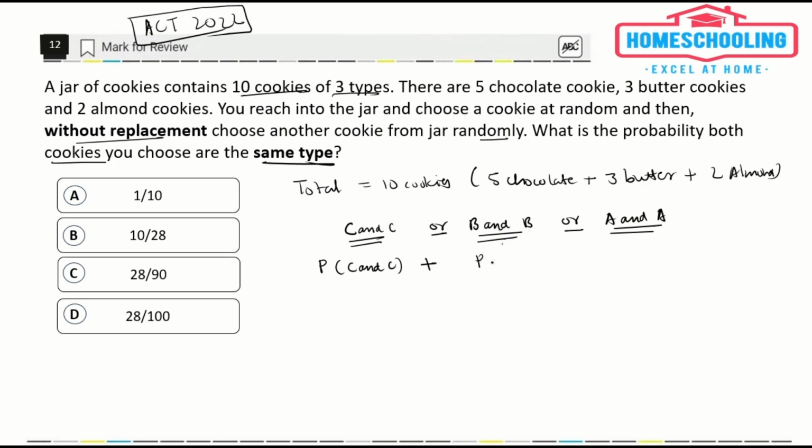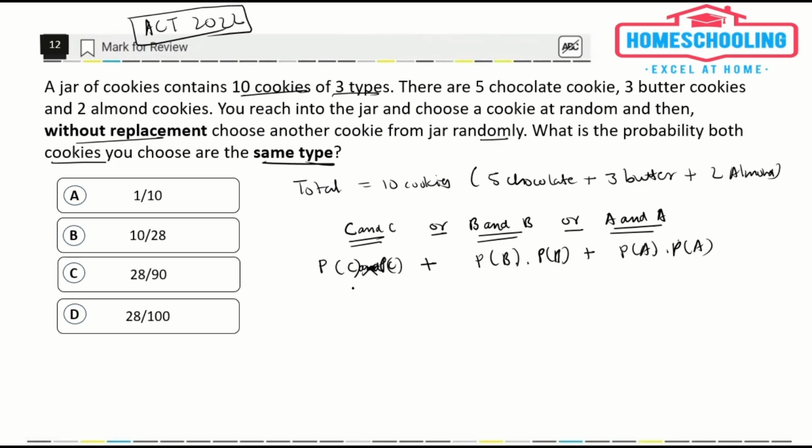Similarly, P, B and B, so B multiplied by B, "or" will be plus, then P almond and almond. "And" will be replaced with multiplication. Here also we will have "and" replaced with multiplication. So P(C) times P(C), P(B) times P(B), P(A) times P(A).